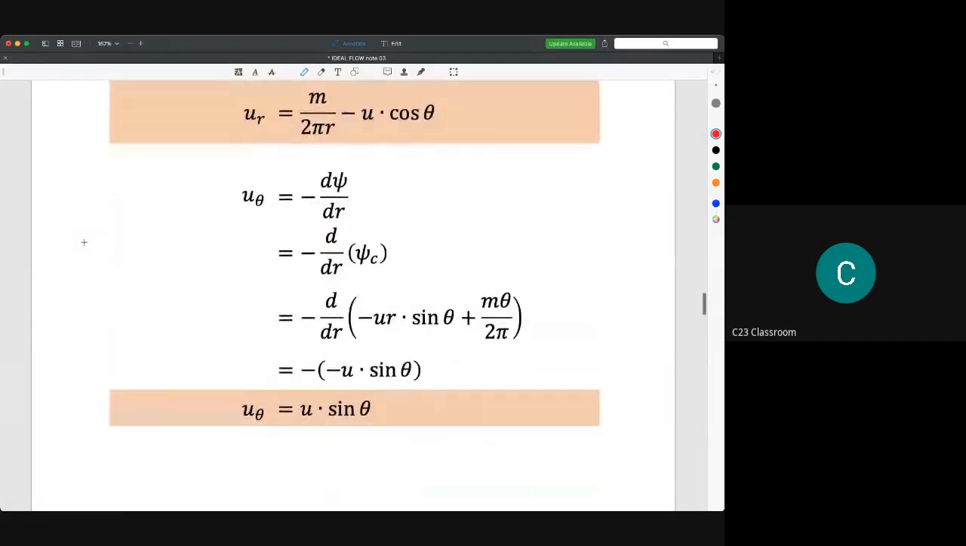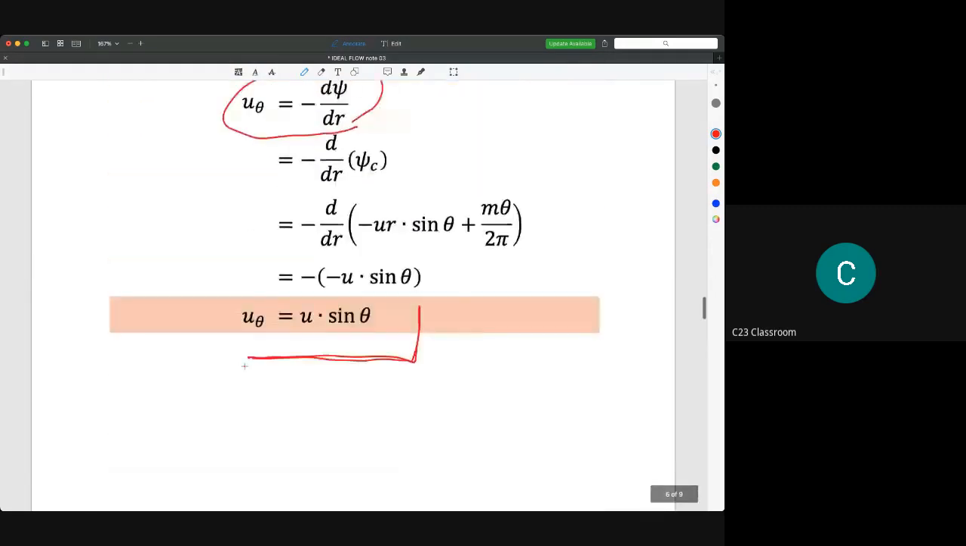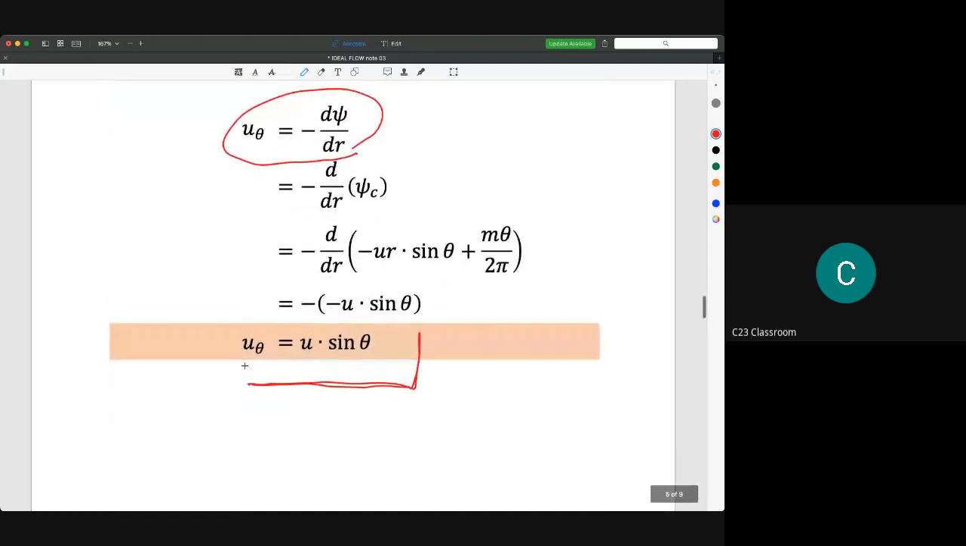Then we calculate the value of U theta. From the Cauchy-Riemann equation we get this one, and I think you already know what to do. Finally, you will get U theta is equal to U sine theta. So this is the velocity. The problem now is, could you imagine what actually happened? Can you imagine in what direction these velocity components act?